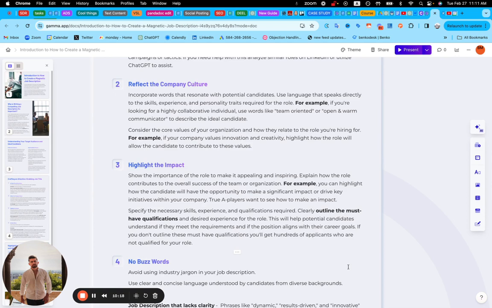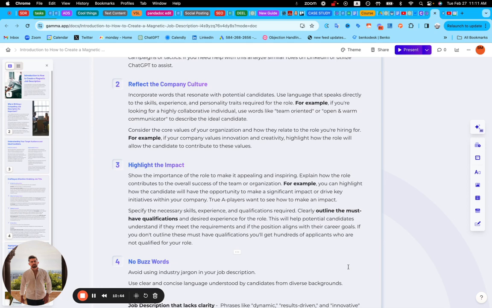Next, you need to highlight the impact. True A players want to know how they're impacting the organization they work for, or how they're impacting the organization's clients or end users. So you don't want to just list out a series of tasks. You want to list out how that actually impacts the business and how it will improve the business.